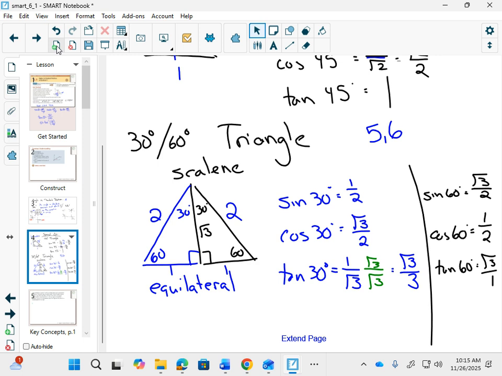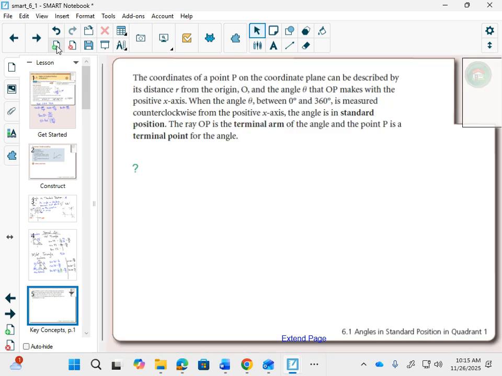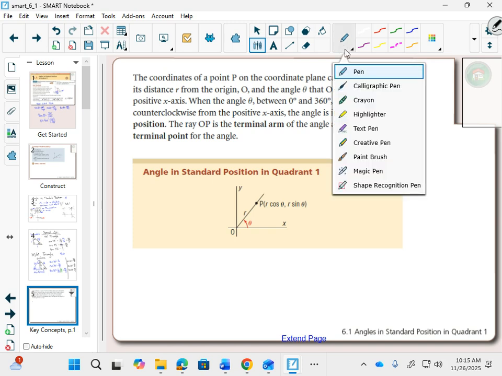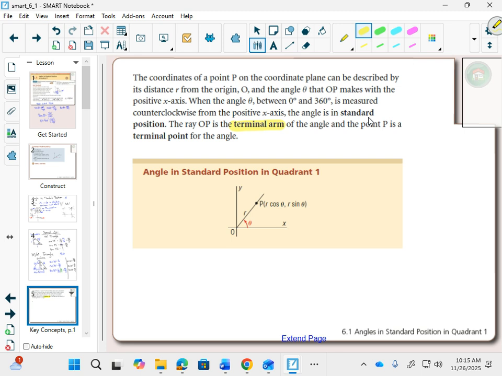That's the preliminary stuff. Now we're ready for question number 1. They have the definition of an angle in standard position, also at the bottom of page 427. A couple things I want to highlight there. We call the parts of an angle arms, and where it ends is the terminal arm.